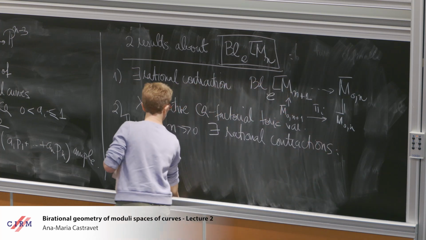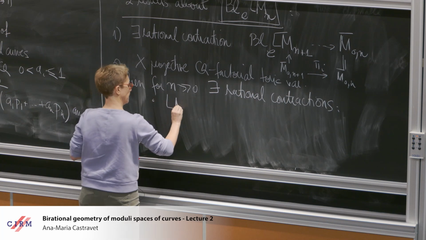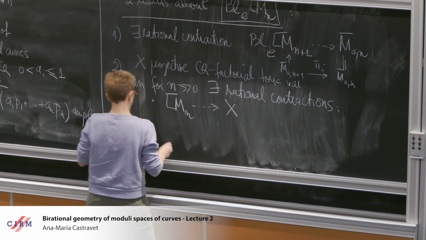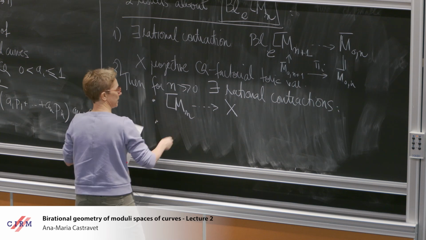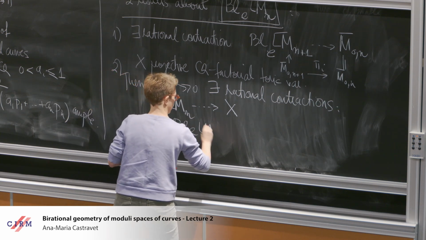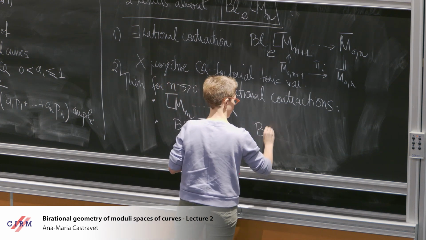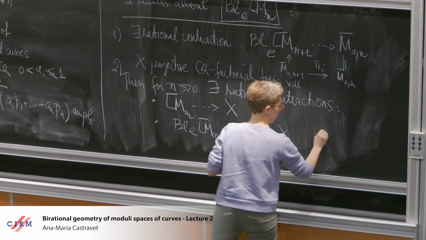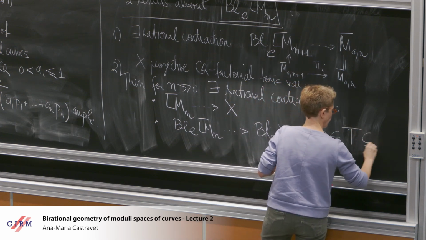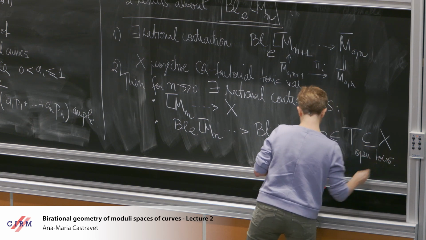So first you can do everything torically. And then you can also add up this extra point and blow it up. So again, E is always the identity of the open torus inside X. Okay.